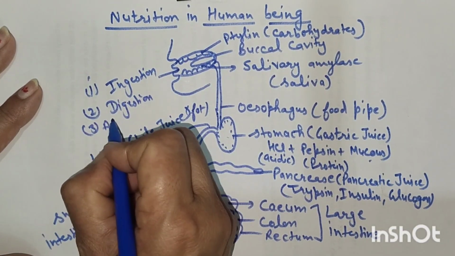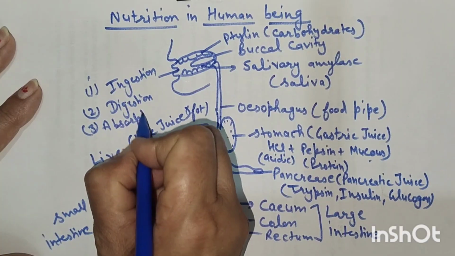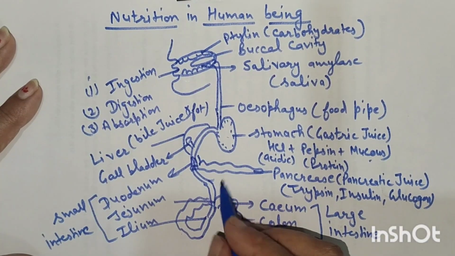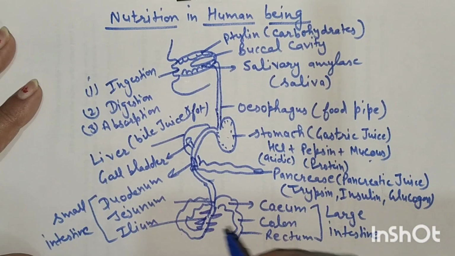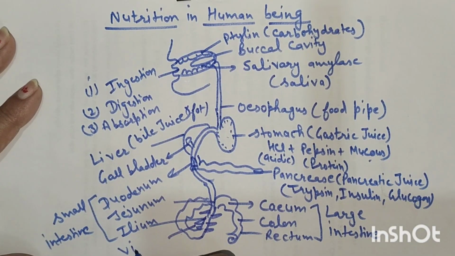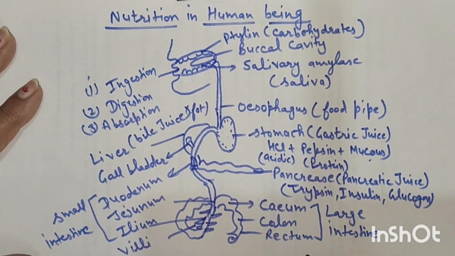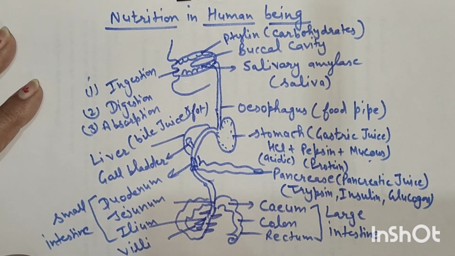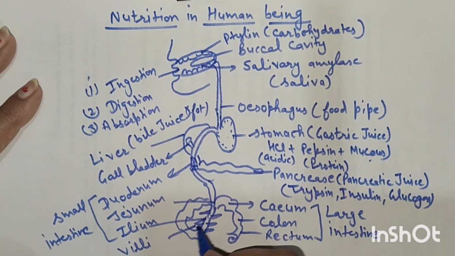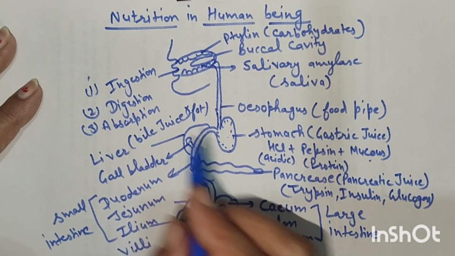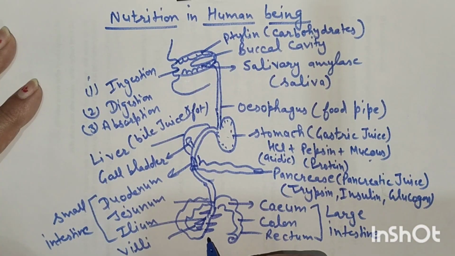Third is absorption. Now here are some finger-like projections. These are called villi. These villi increase the surface area for the absorption of food, so that maximum food is absorbed in the body by the different organs. This is absorption. Now the fourth step is assimilation.